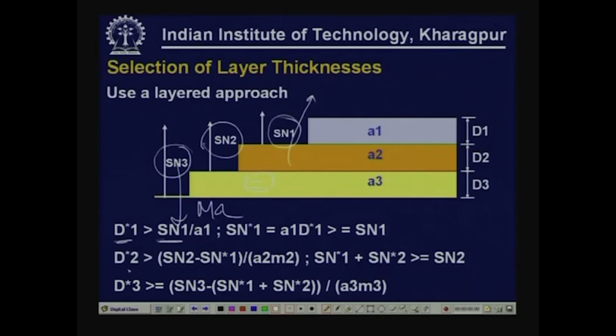Similarly, D2 star has to be greater than or equal to SN2 minus SN1 star that is already provided, divided by a2, where a2 is the layer coefficient for the second layer, and we may use a drainage coefficient for the second layer also. So SN1 star plus SN2 star that is actually provided has to be greater than or equal to SN2 that is required. Similarly, D3 star also can be obtained as greater than or equal to SN3 minus the sum of SN1 star and SN2 star that is already provided, divided by a3 m3.